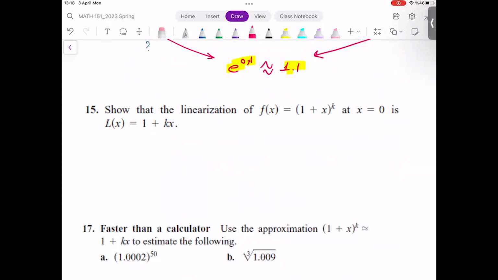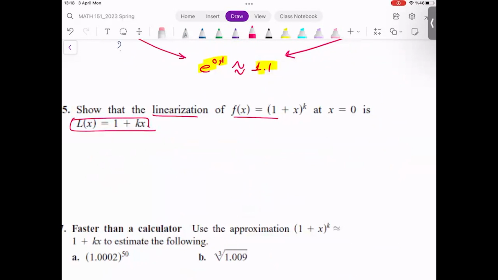Okay, it says to show that the linearization of this function is given like that. It is a very easy question, but a very useful one. To create the linearization function, you first need to compute its first derivative, right? We will need it to construct the linearization function. How do you differentiate this function? You take the power down, and then you subtract 1 from the power.